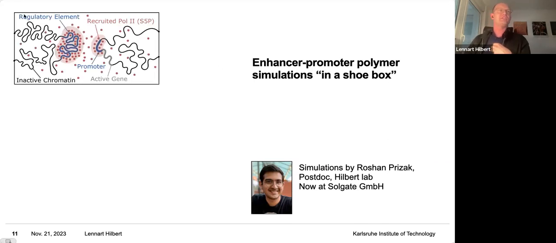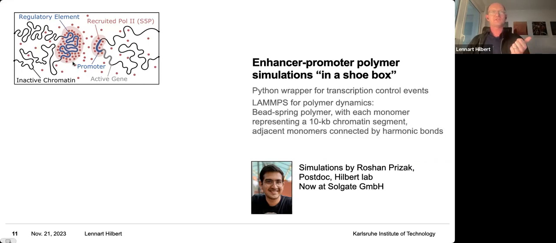So the idea behind these simulations is that we take, as I say, a shoebox, or a very small spatial compartment, and we tether to the left-hand side of this compartment a regulatory element or super enhancer, if you wish, in a small part of a chromosome. And on the right-hand side, we tether again a little piece of chromosome containing the promoter that can control the transcription of this gene body indicated in gray. Additionally, we have red particles representing recruited RNA polymerase II that can cluster on these surfaces, forming surface condensates.